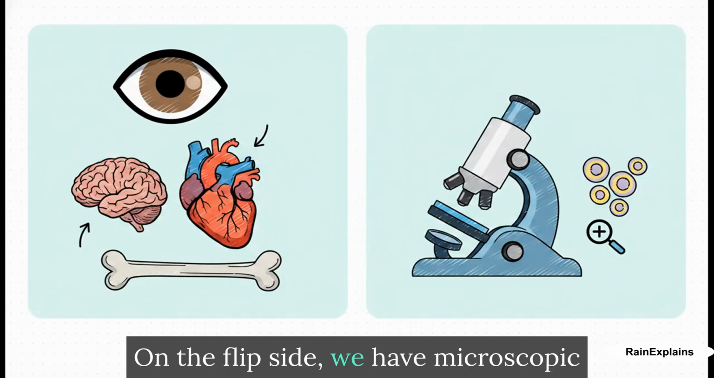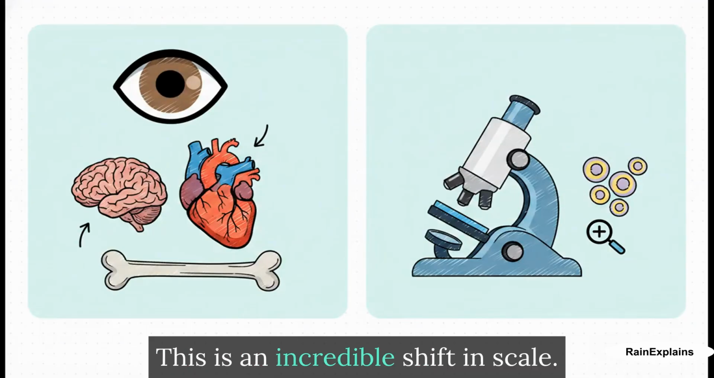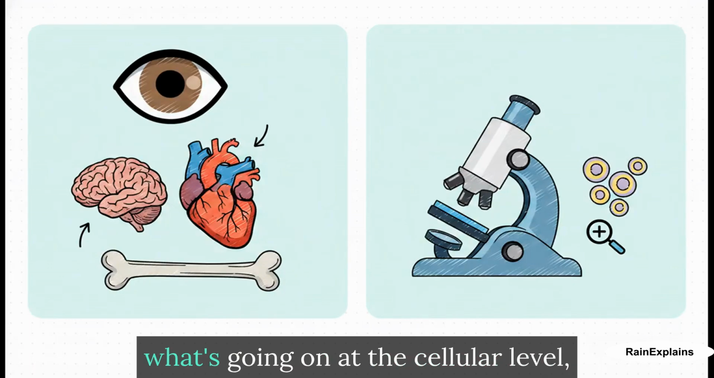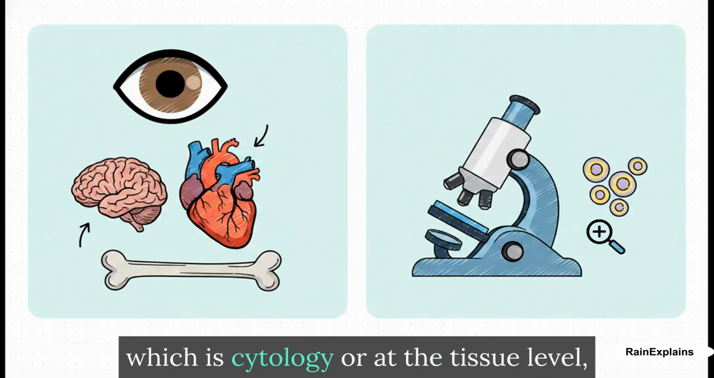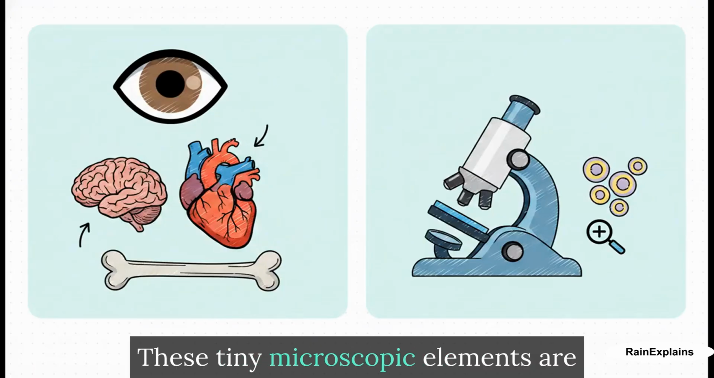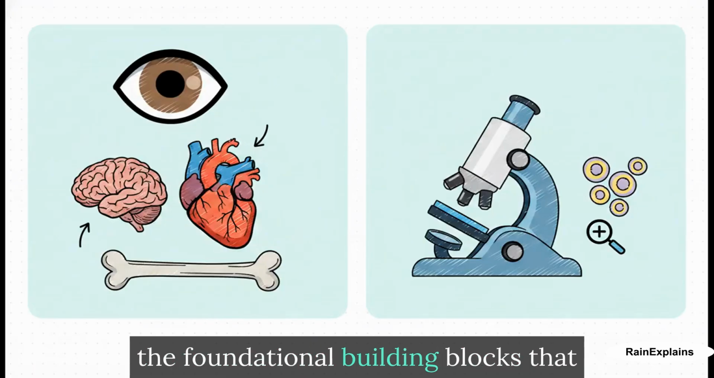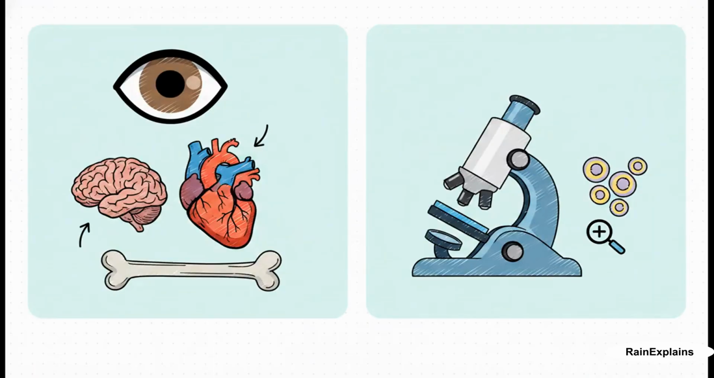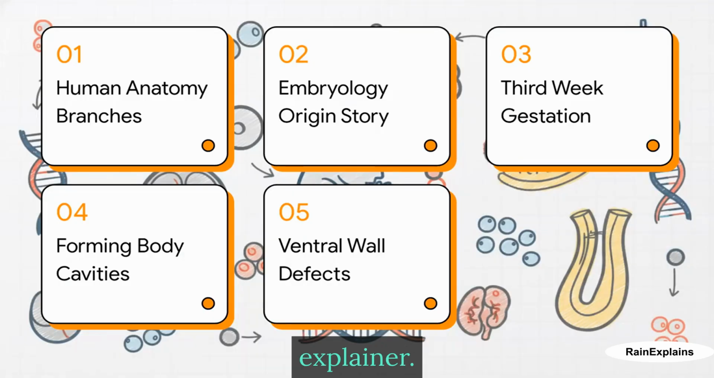On the flip side, we have microscopic anatomy. This is an incredible shift in scale. It requires actual magnification to see what's going on at the cellular level, which is cytology, or at the tissue level, which is histology. These tiny microscopic elements are the foundational building blocks that actually assemble those larger gross anatomical structures. So here's our roadmap for this explainer.